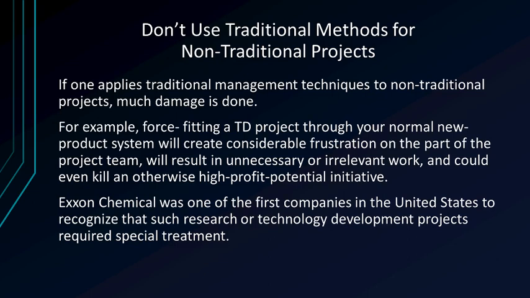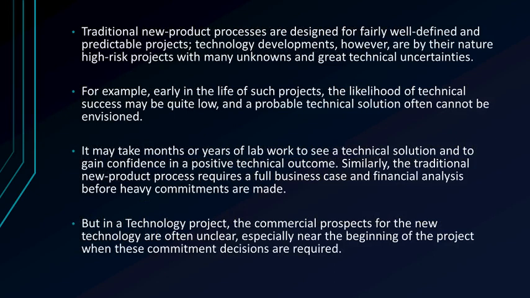Exxon Chemical was one of the first companies in the United States to recognise that such research or technology development projects required special treatment, and that ramming them through their traditional management processes would do much harm. Thus, by the 1990s, Exxon Chemical had designed and implemented a special methodology based on stage and gate techniques to handle such high-risk technology projects. The fact is that traditional systems simply do not work for these special technology projects.